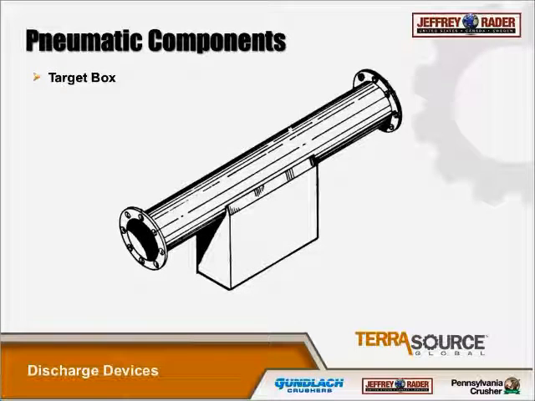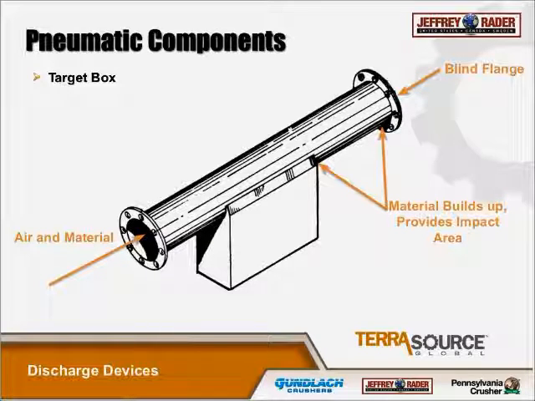Here's a target box. The way this works is you have air and material entering here. This blind flange at the end allows for an area for the material to build up and provides an impact area, and then the air and material discharges out the bottom into a bin. Since there's no separation of air and material with this device, you need to have some sort of vent in the bin to prevent an explosion. Also, since that material creates an impact area, you see an extremely long wear life with this because there's really no wear areas in it.